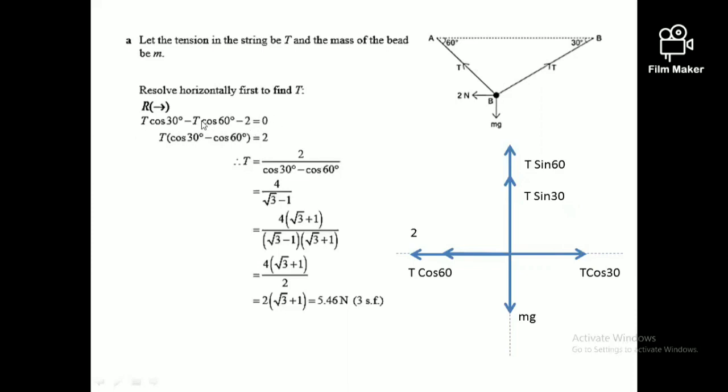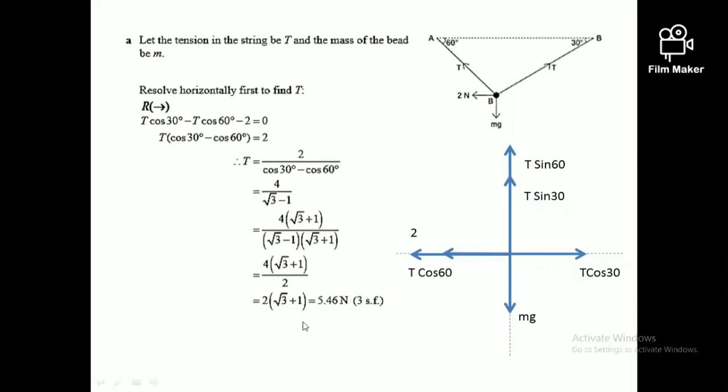Then you can take this T out. If I take this T out, what is the remaining? Cos 30 minus cos 60 equals 2. So you can say T is equal to 2 over cos 30 minus cos 60. Then you can put it in the calculator and you will obtain the answer for T as 5.46.